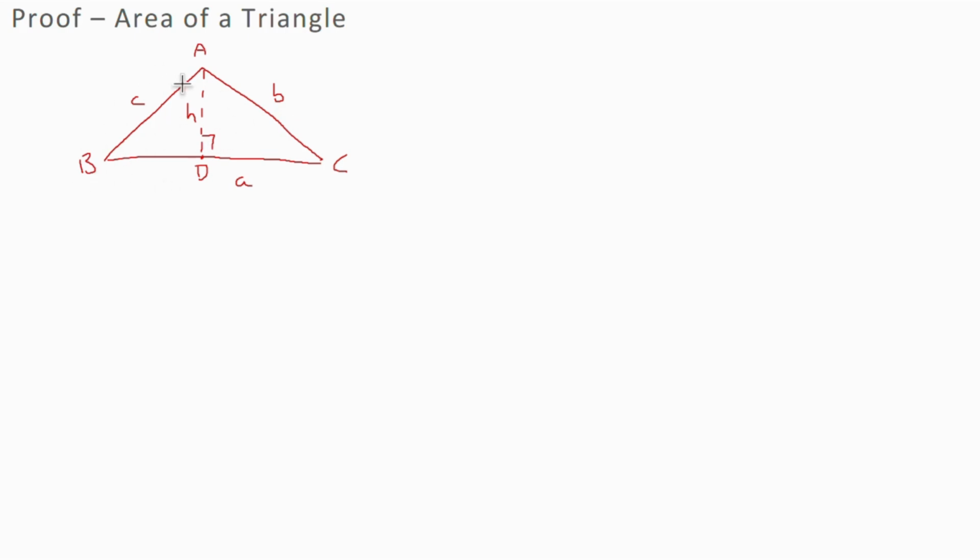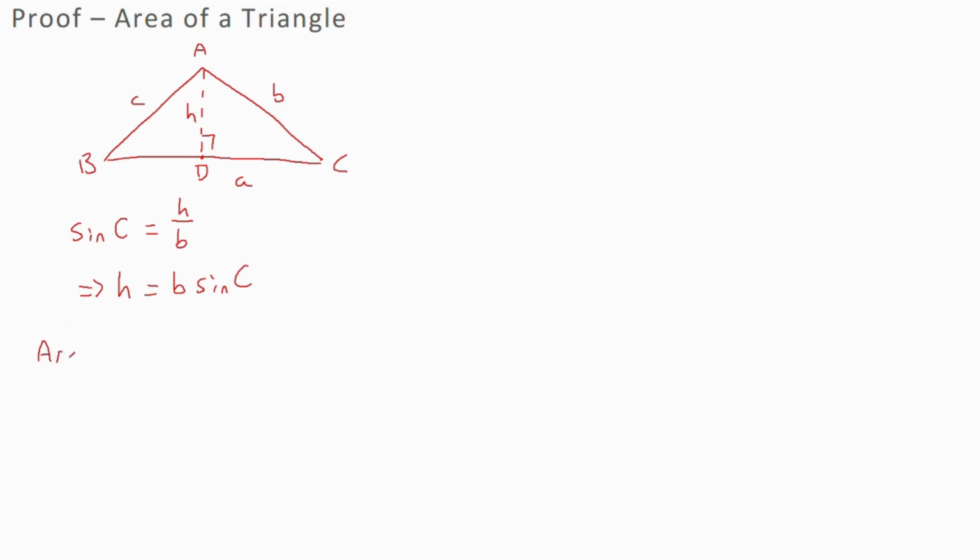So what I know from this, thinking about this right angle triangle over here, is that sine of angle C by right angle trigonometry is equal to H over B, the opposite over the hypotenuse. So that means that the height is equal to B sine C. So H is equal to B sine C.